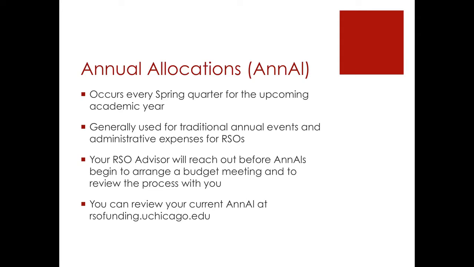Annual allocations are generally used for traditional annual events and administrative expenses for RSOs. Your RSO advisor within the Center for Leadership and Involvement will reach out before annual allocations begin to arrange a budget meeting and to review the process and timeline with you. To review your current annual allocations for the 2014-2015 academic year, you may visit the RSO funding website at the link provided in the Dig Deeper section of this module.